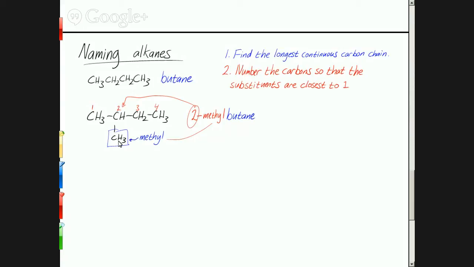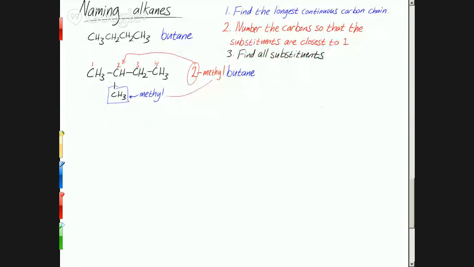Okay. Then once we've done that, we're going to find all the substituents and name them. In this case, there was just one, so that's it. Let's look at a case where that's not the case. So let's look at this other example of a pentane isomer.